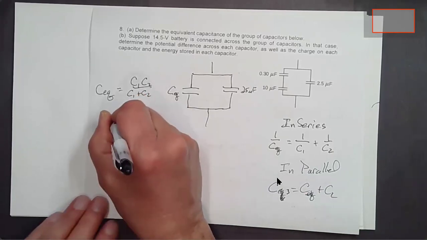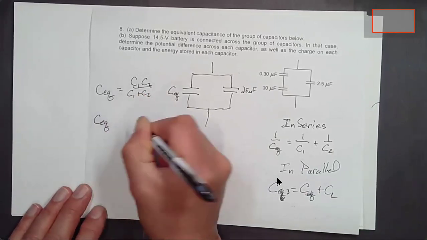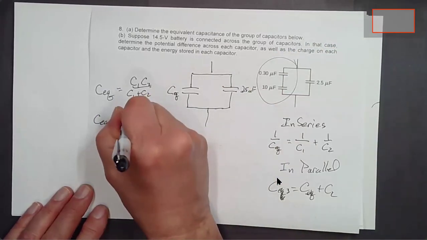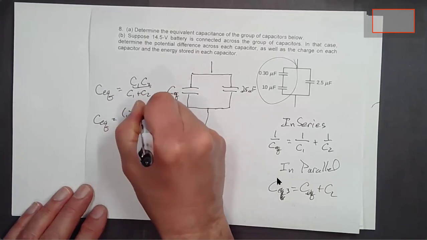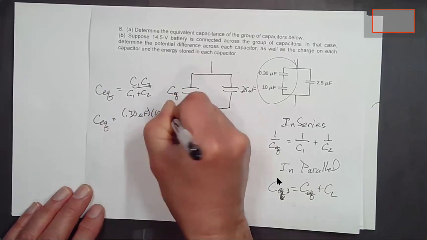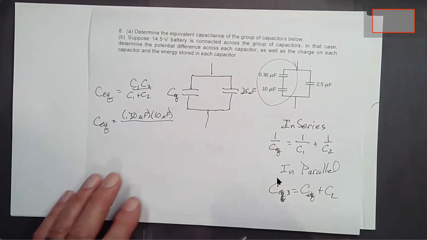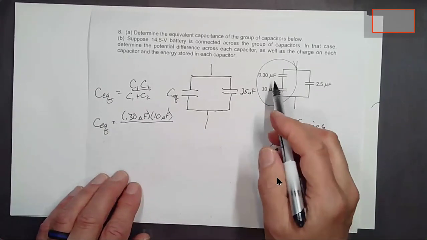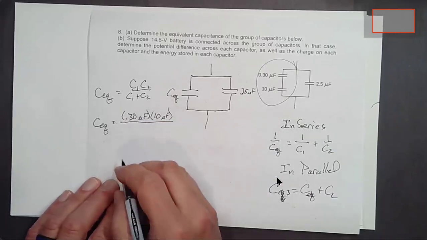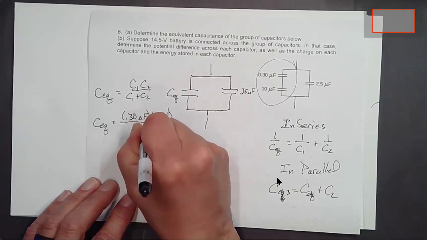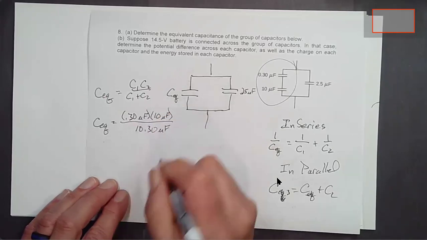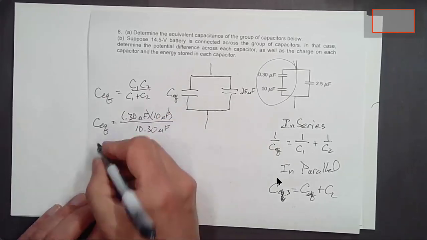Anyway, so this will be C equivalent for this first part. The equivalent capacitance of these two will be 0.30 microfarads times 10 microfarads. And I have no idea how many sig figs we have on this. Since we've got two here and two here, let's pretend that's 2. And then C1 plus C2 would be 10.30 microfarads. And I know I'm fudging, but I'll round the result to the correct number.